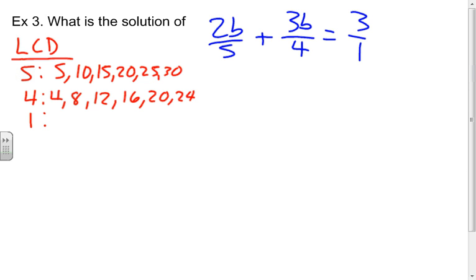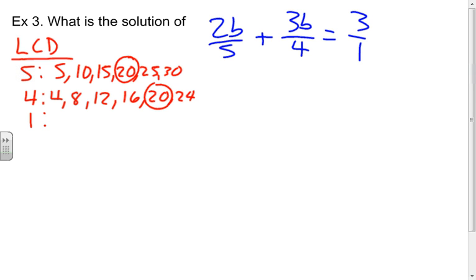If I look at the list for 5 and 4, what's the first number that shows up in both lists? Well, 20. Now the reason why I didn't count by 1s, if I count by 1s, am I going to eventually get to 20? Sure I am, so I don't have to write that one out. My least common denominator is 20. That's the first number that shows up in both lists.